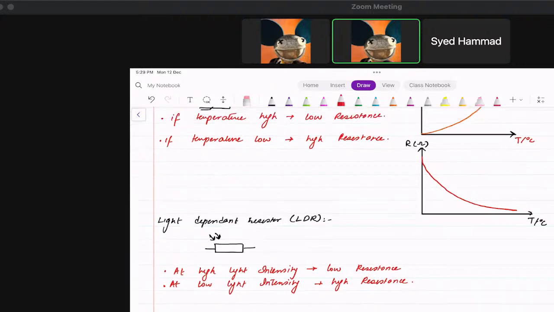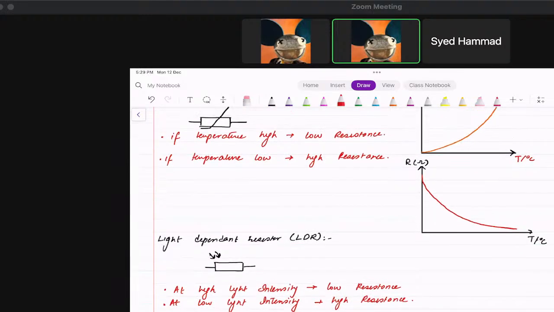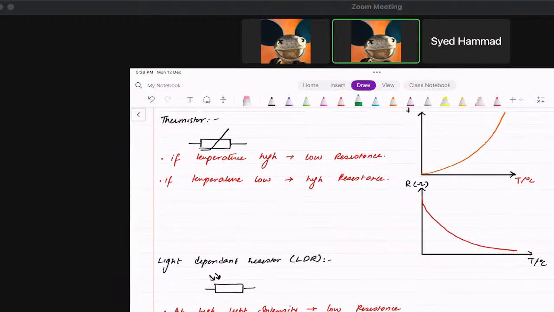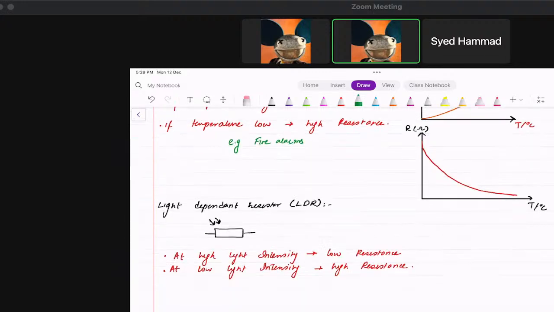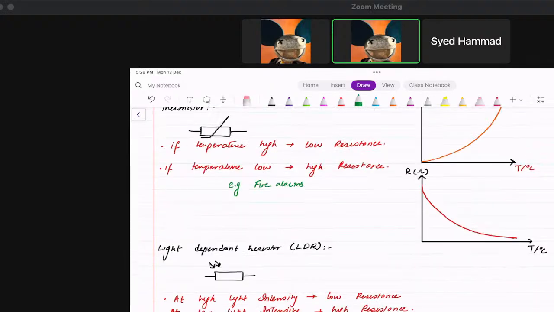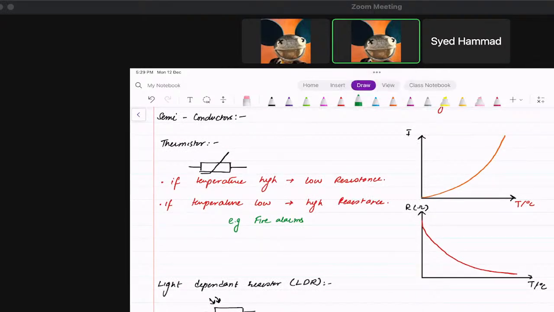Usually what happens is, Hamad, I just forgot one thing. A common example of the thermistor is that it is used in fire alarms. And an LDR is used in burglar alarms and automatic light switching and stuff like that. Is that clear, Hamad? Yes, sir. Okay, write it down, please.